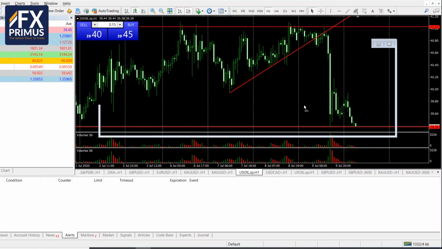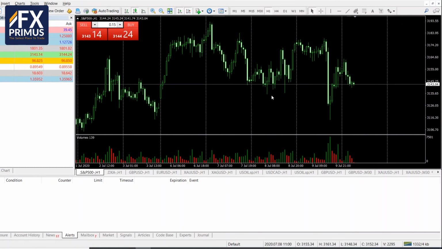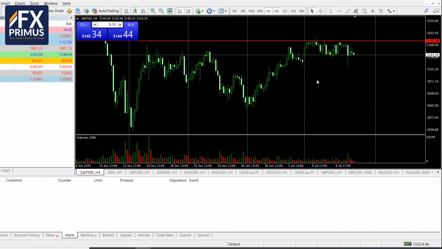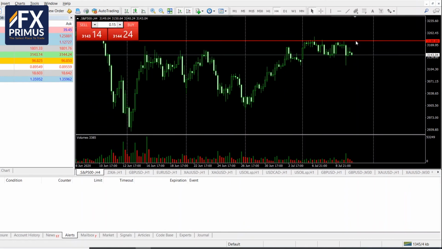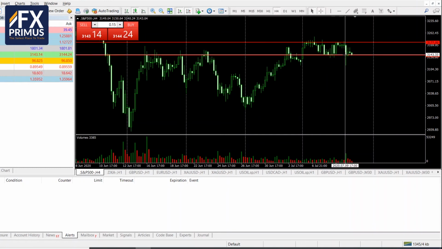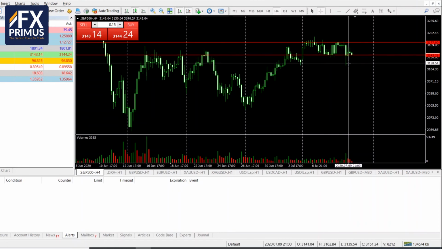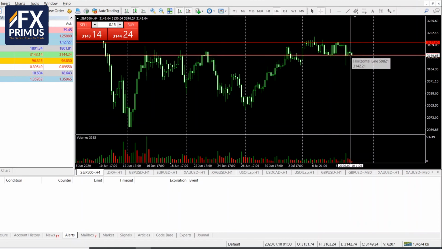Okay, so a quick look at the S&P 500. So S&P 500 yesterday was also pretty quiet, and back on the H4 charts, we can see that the S&P 500 is also consolidating. So even yesterday's breach and move down towards these levels, it came back up and closed back into this consolidation phase.